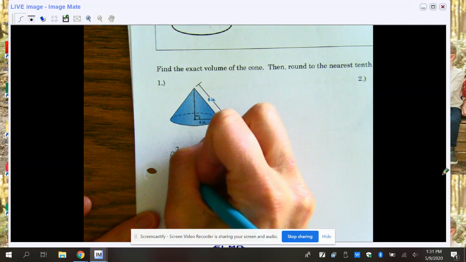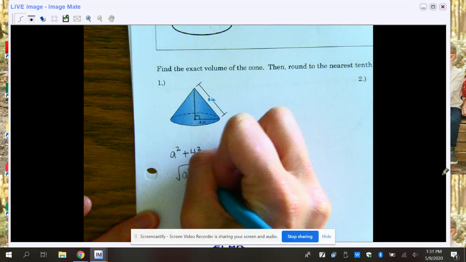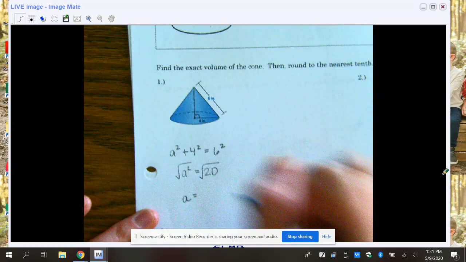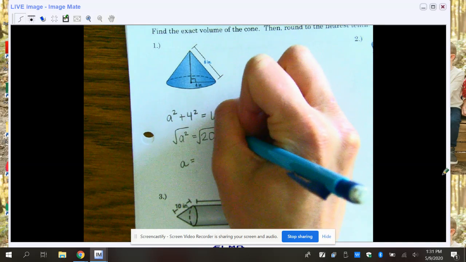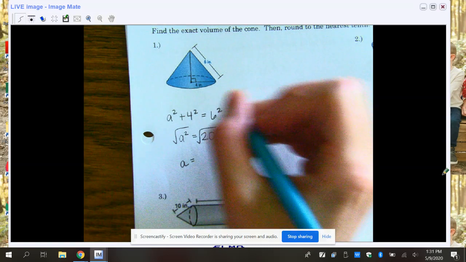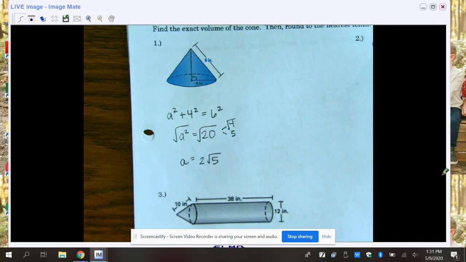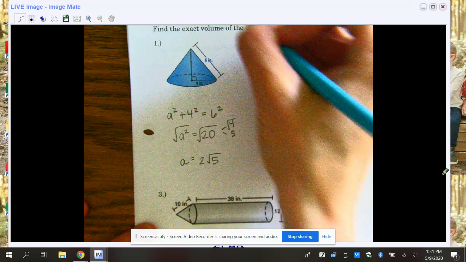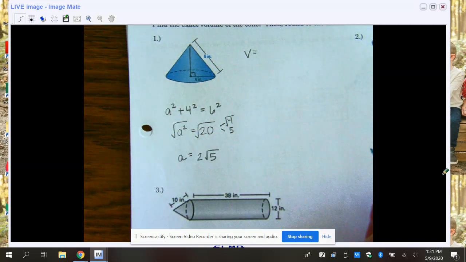36 minus 16 is 20. And so then I'll take the square root of both sides. When I go to simplify that, 4 is a perfect square that goes into 20. And so that's going to simplify to 2 radical 5. Okay, so that's going to be the height. I know the radius, so from there I'm good to go.